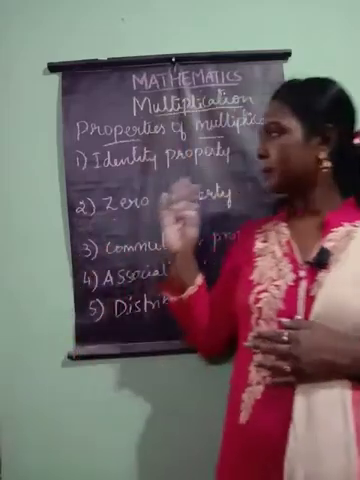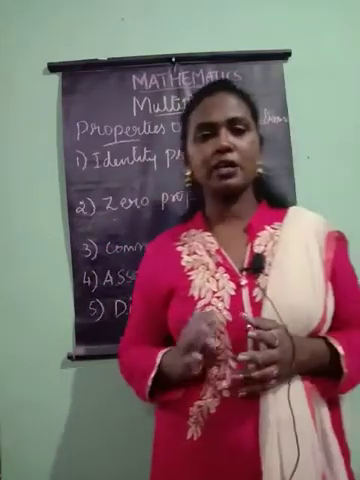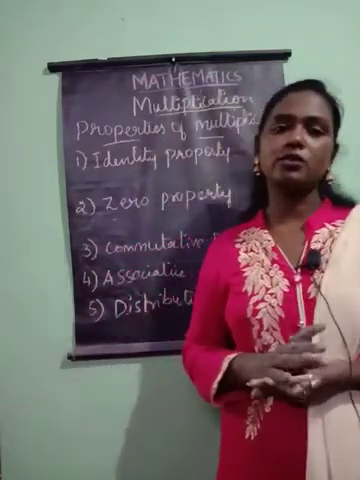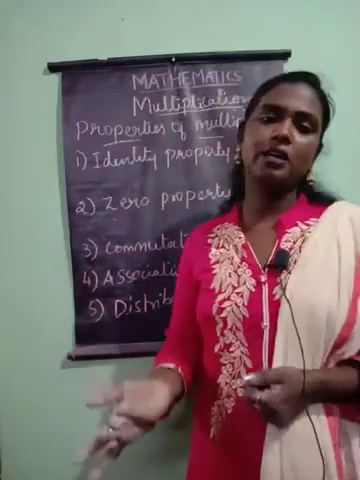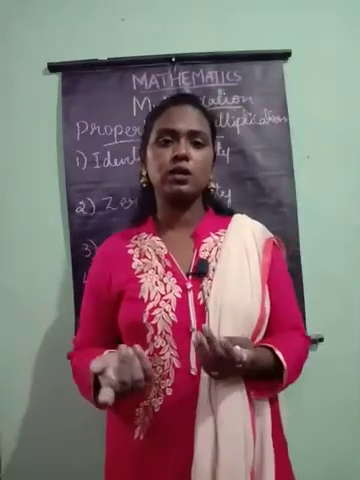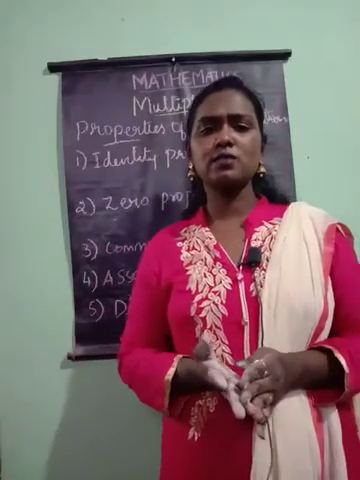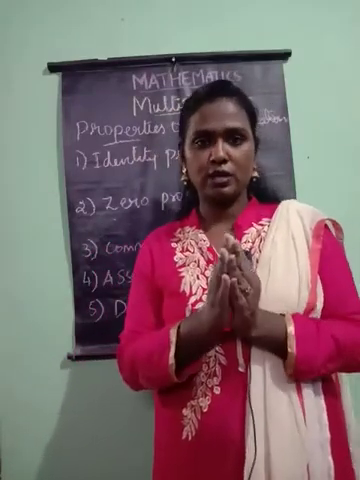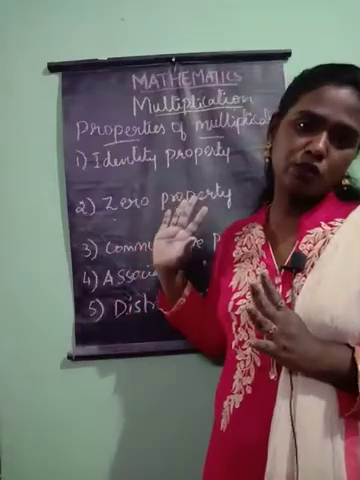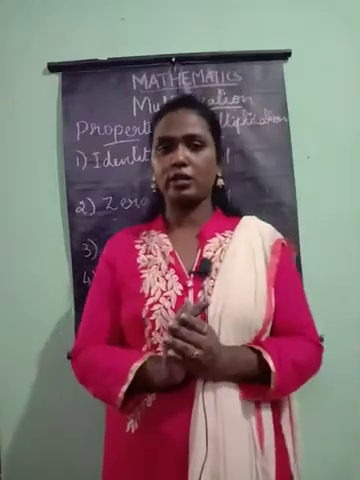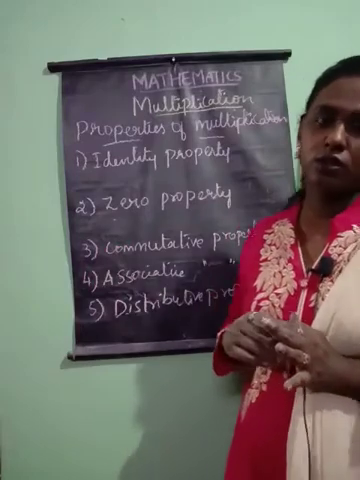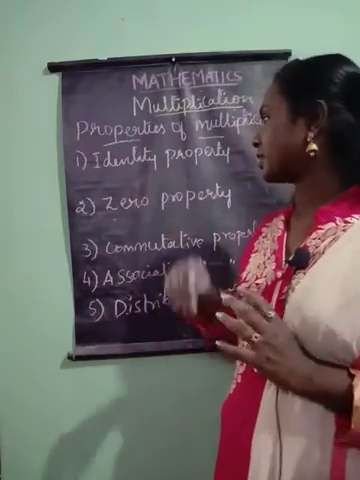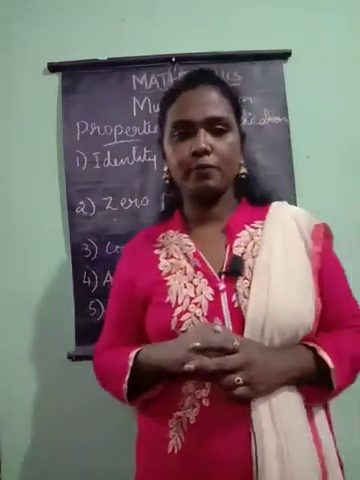Here, in subtraction also, and in multiplication, you have some properties, which may also be called rules, in the sense that we have to follow them. In the same way, these properties also we have to follow so that our sum will be correct. So our first property is the identity property.